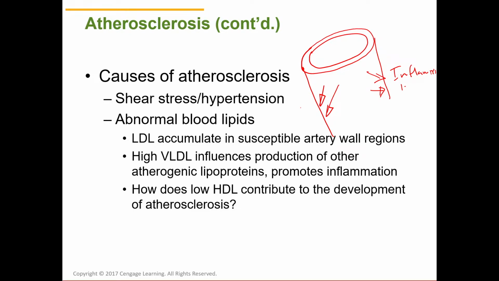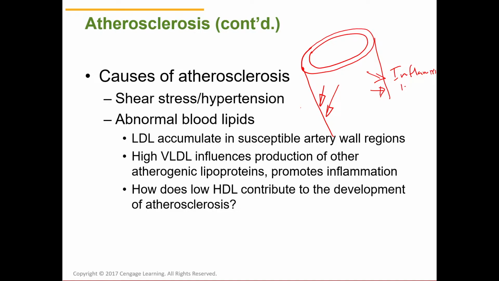And then we have abnormal blood lipids. Blood lipids, we see there are very many. There's triglyceride, HDL, LDL, VLDL, very low density lipoprotein. So when talking about abnormal blood lipids, there's number one, LDL. LDL is low density lipoprotein. It accumulates on susceptible artery wall regions. If it accumulates, it becomes a problem. And then when the very low density lipoprotein becomes high, it influences the production of other atherogenic lipoproteins.